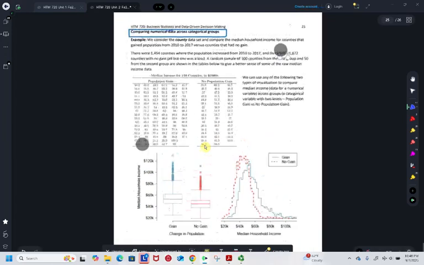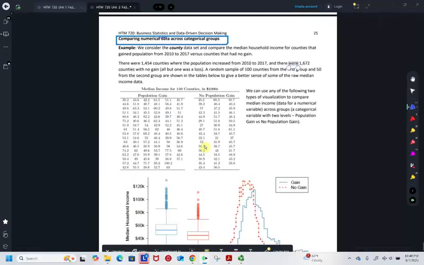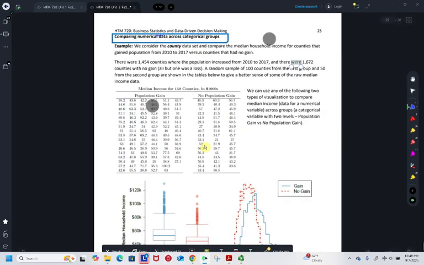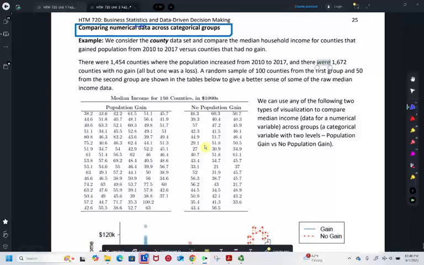Our goal in this video is to learn how to look at the relationship between one numerical variable and one categorical variable. To illustrate how to analyze one numerical variable versus a categorical variable, I have an example here that talks about a county data set, and in particular, we are looking at a total of 150 counties.